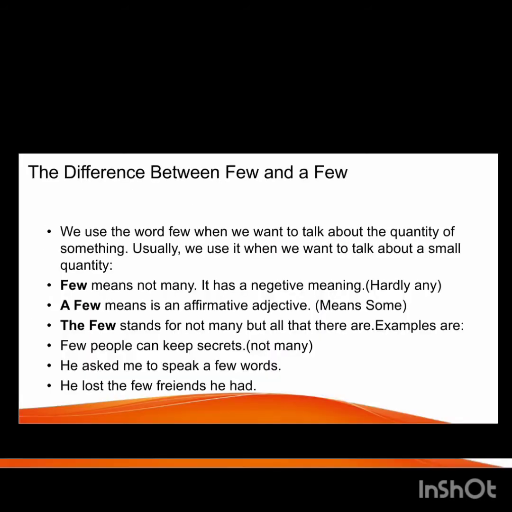The first difference we will read is between few, a few, and the few. We use the word few when we want to talk about quantity of something. Usually, we use it when we want to talk about small quantity. Few means not many, it has a negative meaning. You can say hardly any. A few is an affirmative adjective, it means some. The few stands for not many, but all that there is. It means whatever the person has, all the things.